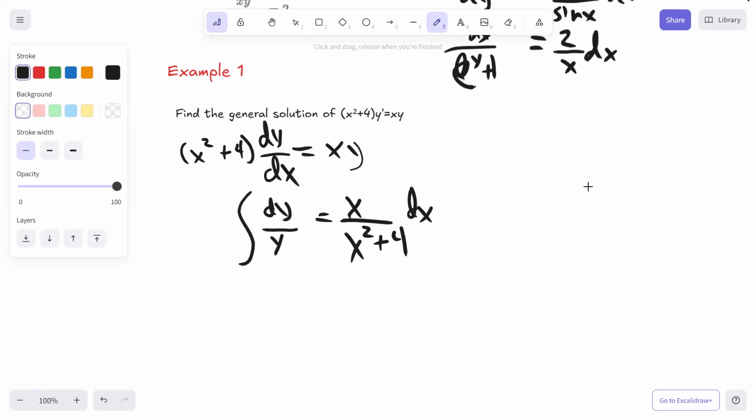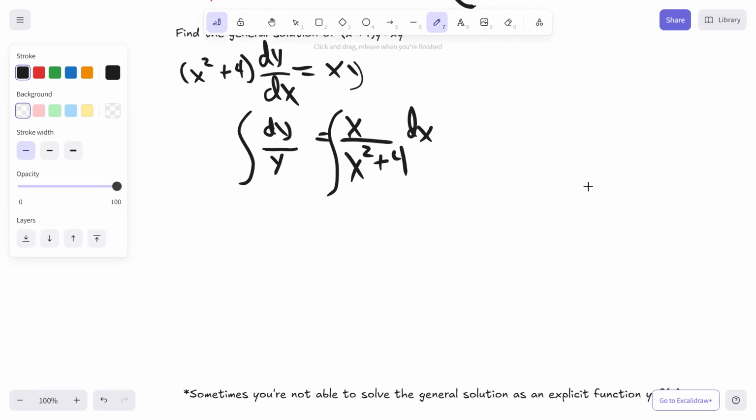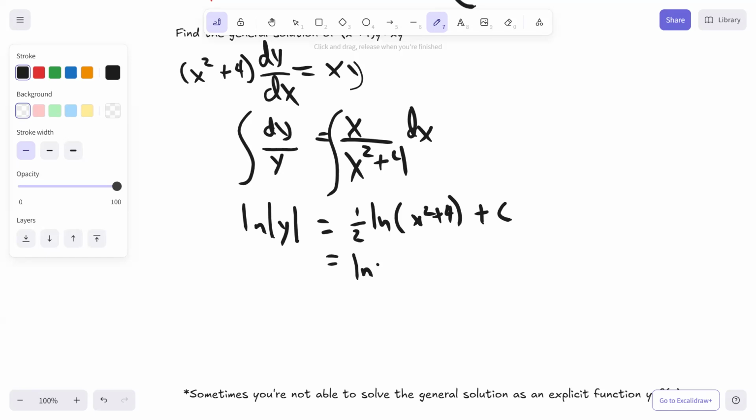The next step, we're going to integrate both sides, the left side with respect to y, and the right side with respect to x. So this becomes natural log absolute value of y equals 1/2 natural log absolute value x squared plus 4. The absolute values are not necessary there because x squared plus 4 is always non-negative. Then this 1/2, we could rewrite that as the exponent on the natural log, which would make it square root x squared plus 4 plus c.